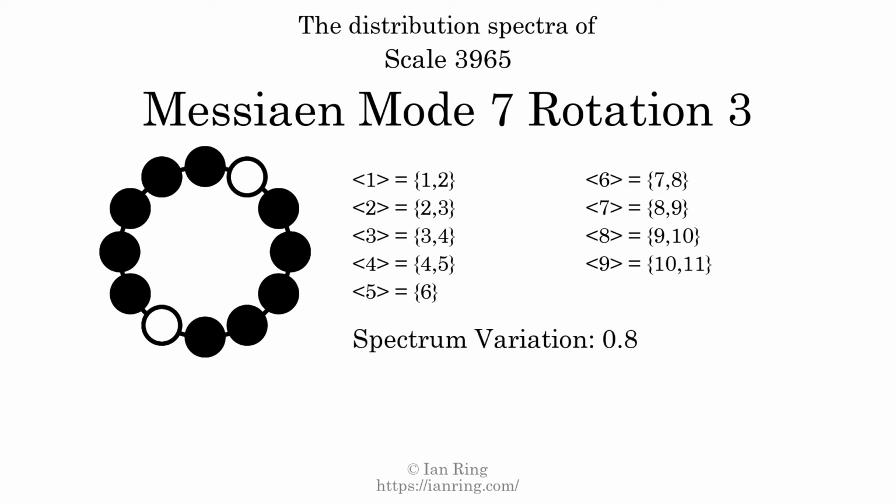The spectrum variation is the sum of all the widths, divided by the number of tones. The spectrum variation of this scale is 0.8. Since the variation is greater than 0, this indicates that the scale is not perfectly even. The highest spectrum width is 1. Since that is less than or equal to 1, this scale is maximally even.